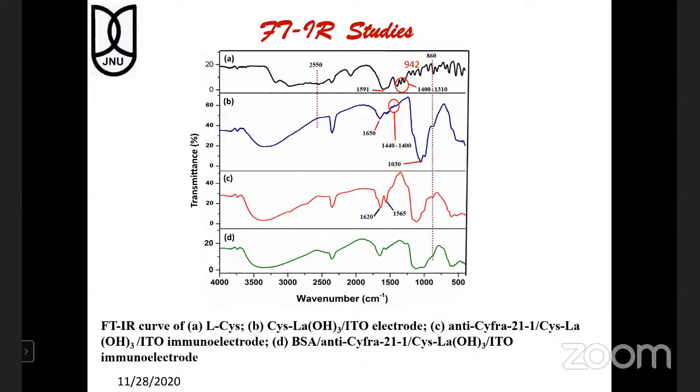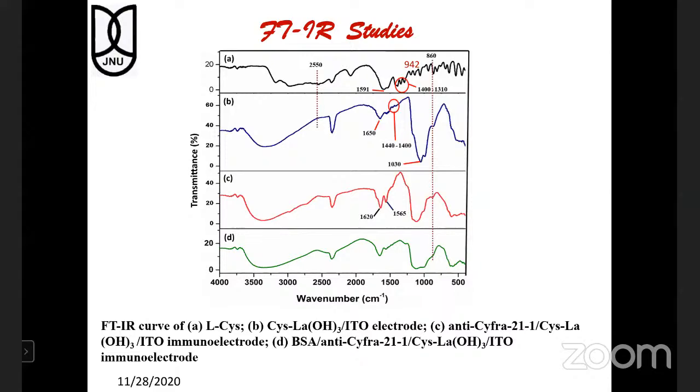In the modified electrode, the peaks corresponding to the sulfur group disappear once we interact the lanthanum hydroxide nanoparticle with the L-cysteine. So it indicates that an interaction between the L-cysteine and the lanthanum hydroxide nanoparticle takes place.